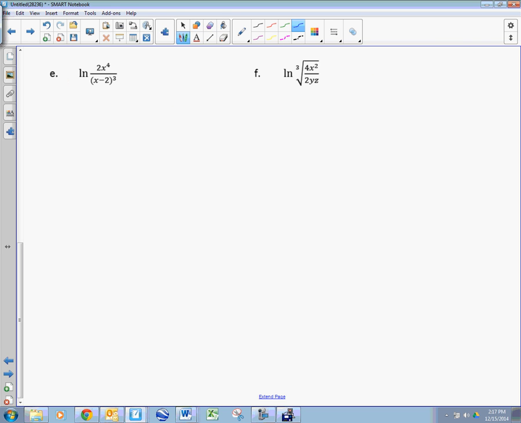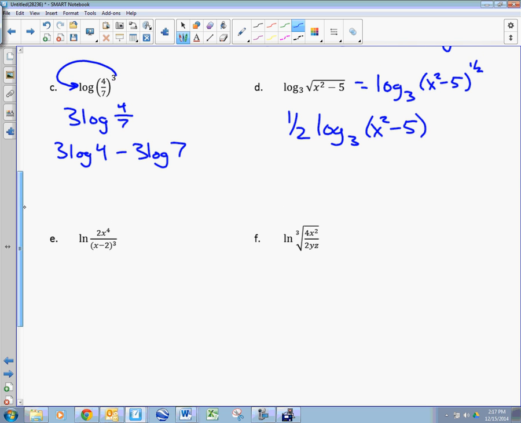Letter E, I think, is a great example. Yes. The what? Right here? The logarithm of a quotient. So this is a quotient times a logarithm. Okay.